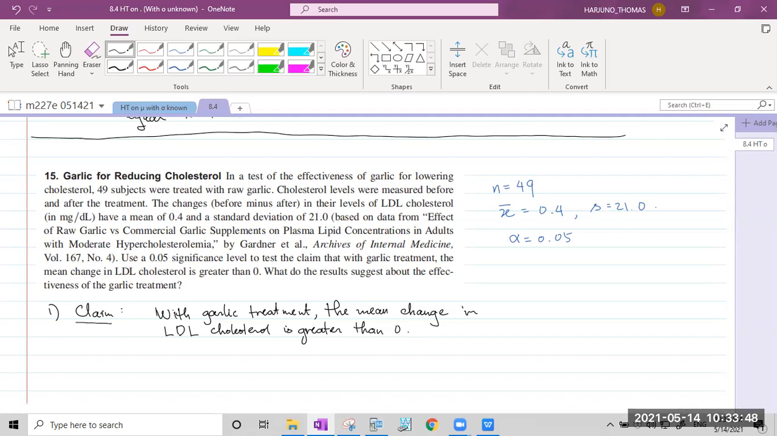But the thing is, this treatment here with garlic, it's not long term, it's short term. So they only have the claim that if you have garlic, maybe in a couple of months, does it show that it reduced your cholesterol? They found out that they don't have sufficient evidence to support that. But how about long term?